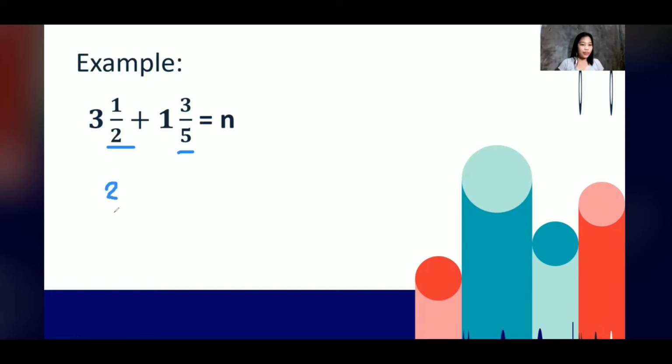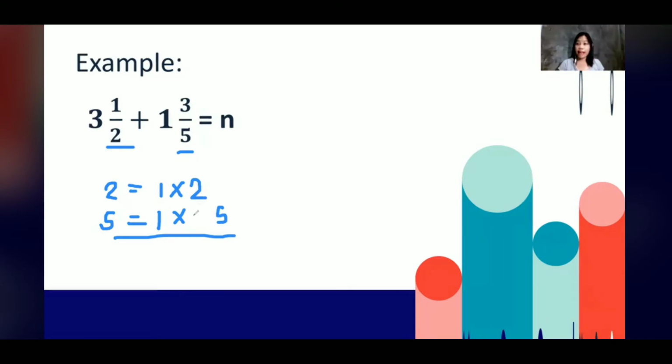So, here we'll use the prime factorization. So, for 2, we have 1 times 2. And for 5, we have 1 times 5. This one is written in a different column because they are not the same. If they are the same, we can write them in the same column. So here, 1 times 2 times 5. All right. So 1 times 2 is 2, times 5 will have 10.